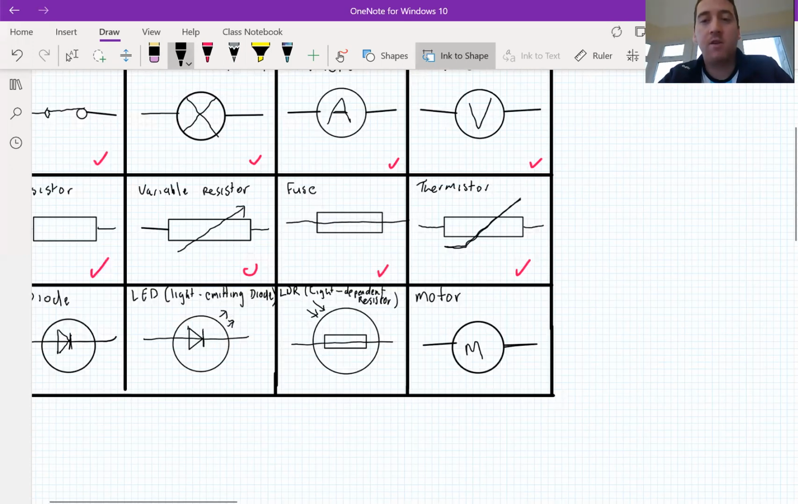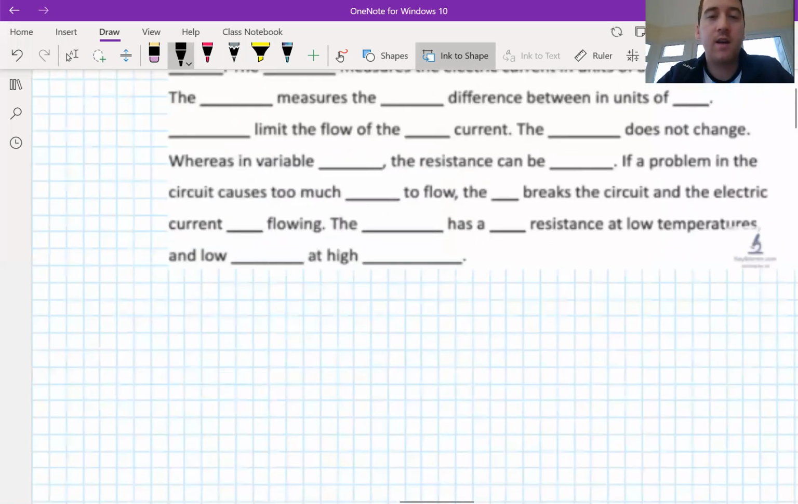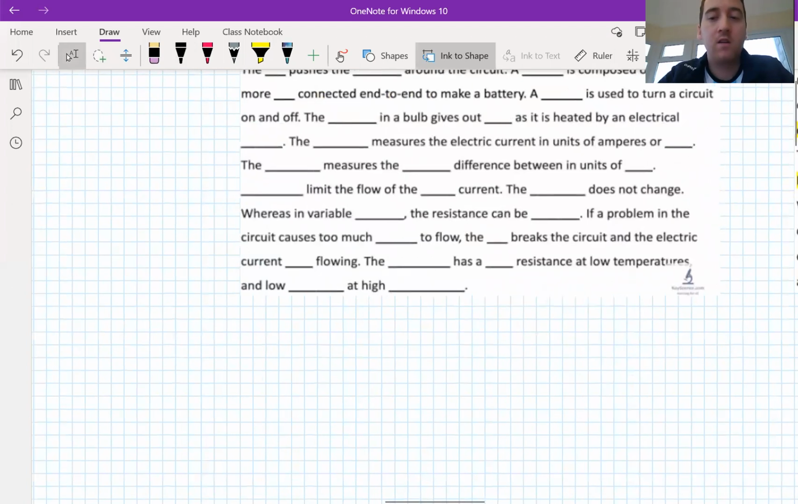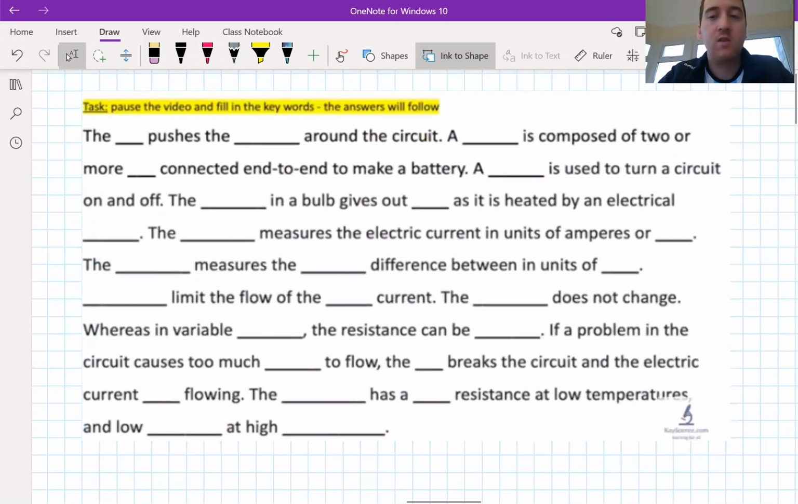All right, now it's time to do some practice on that stuff. What I have for you here is a fill in the gaps paragraph. The reason I'm giving you this is it helps us to improve our scientific writing. So what I would like you to do now is pause the video and write this paragraph out, trying to fill in the gaps. Don't just write the missing words, write out the whole paragraph. It's good practice to learn how to write properly in science. So pause the video now and have a go at that.